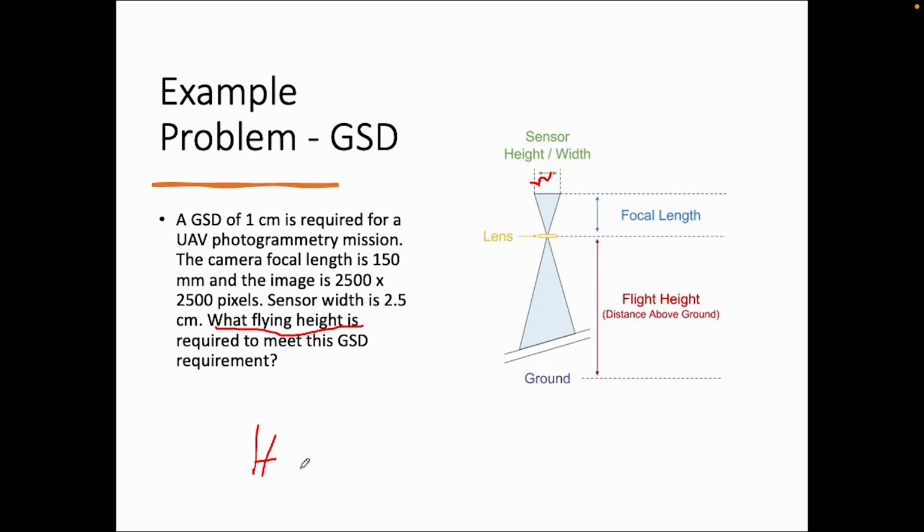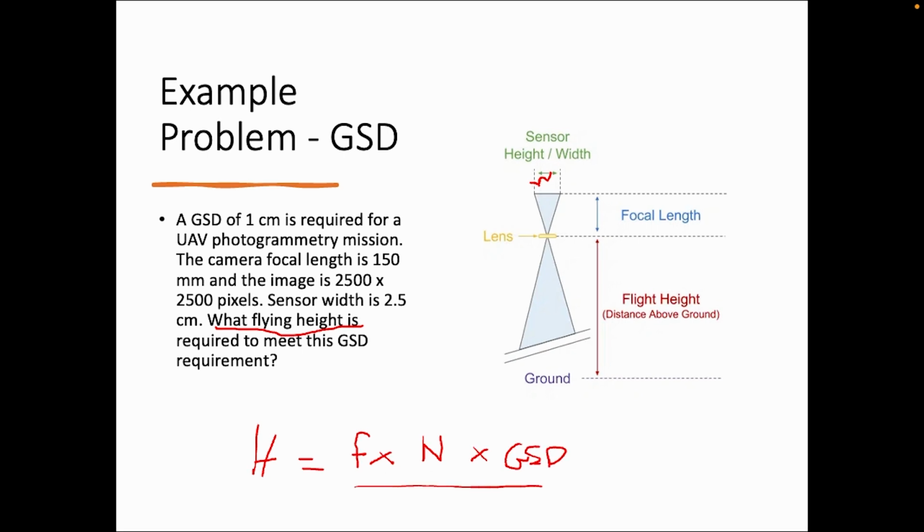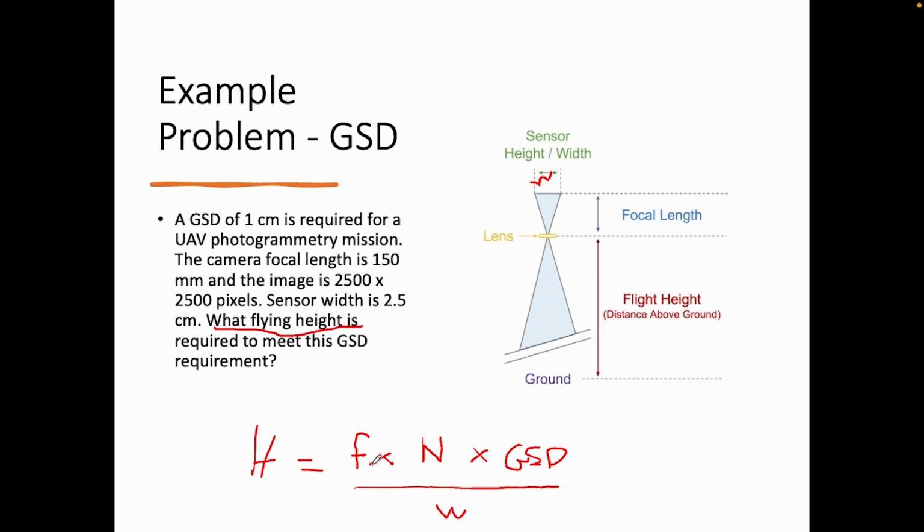And what we have now is the flying height h is going to equal the focal length f, and I'm going to multiply that by the number of pixels n, and I'm going to multiply that by the ground sample distance that we want, and then divide by the sensor width. So there's our focal length, there's the number of pixels across there, and our ground sample distance that we want. So this n times our ground sample distance should equal the total ground distance here.